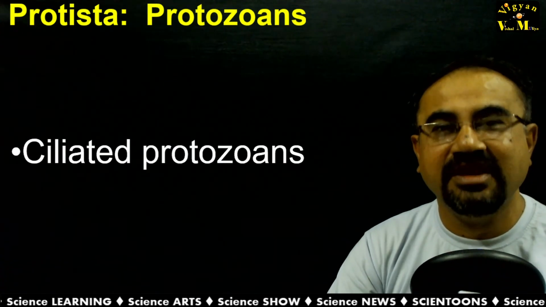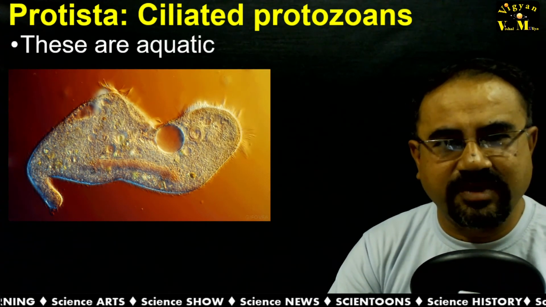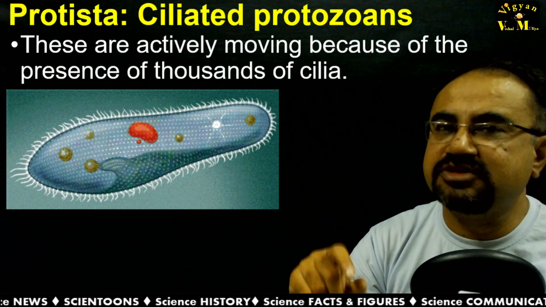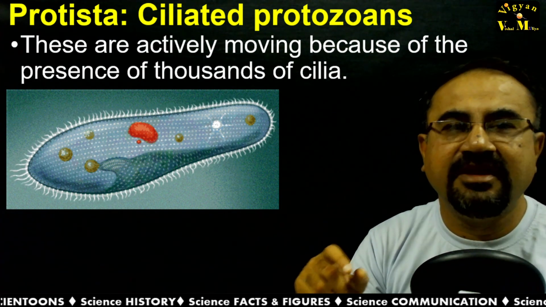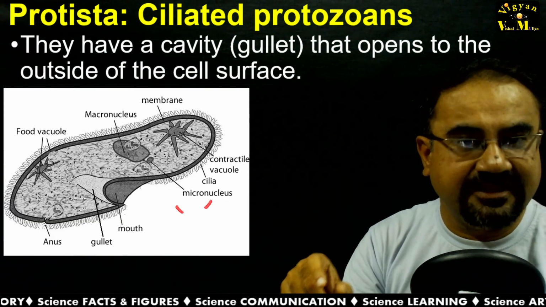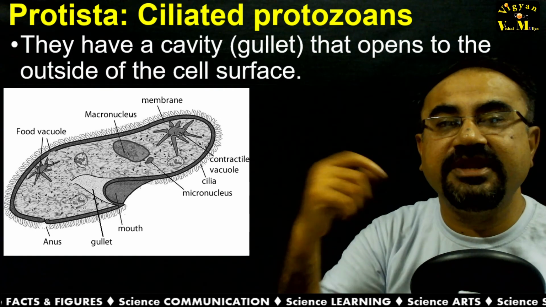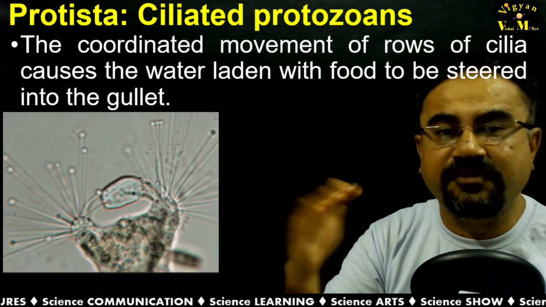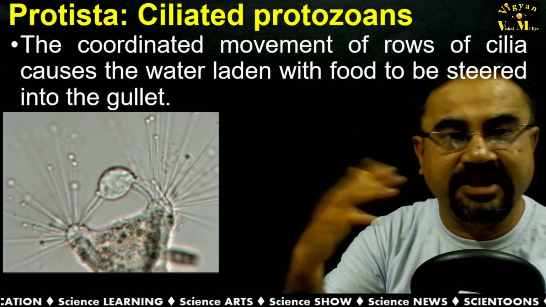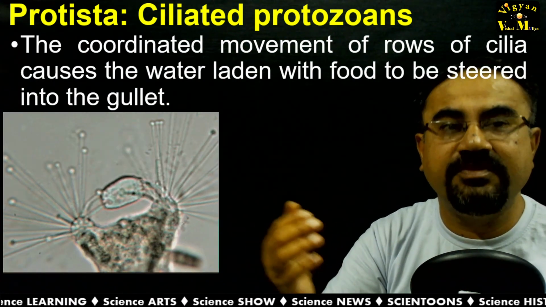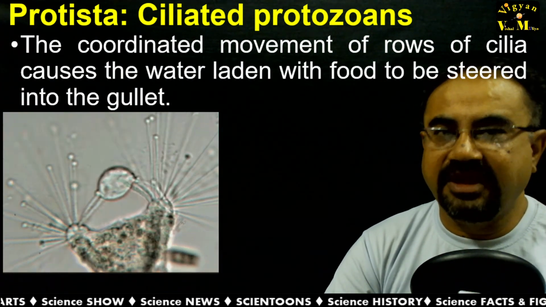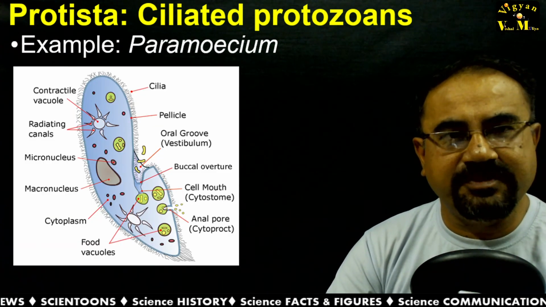Ciliated protozoans are mainly aquatic because cilia help them in movement also. They are actively moving because of the presence of thousands of cilia, and cilia help in other purposes also. They have a cavity, which you can call the gullet, and that opens outside the cell surface. With the help of coordinated movement of rows of cilia, the water moves, and the food present in the water will be steered into the gullet. That is their way of capturing food, and it can be exemplified with the paramecium.